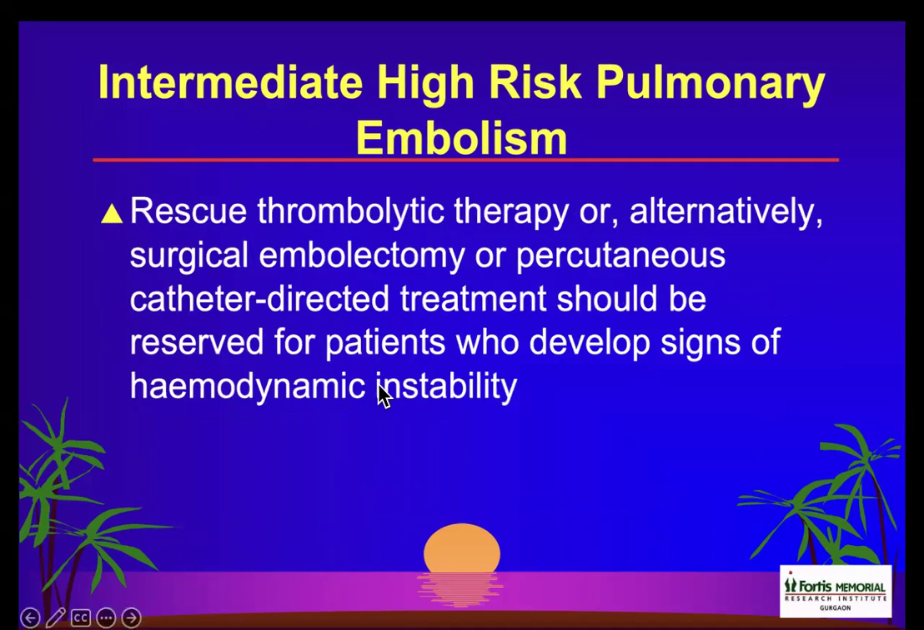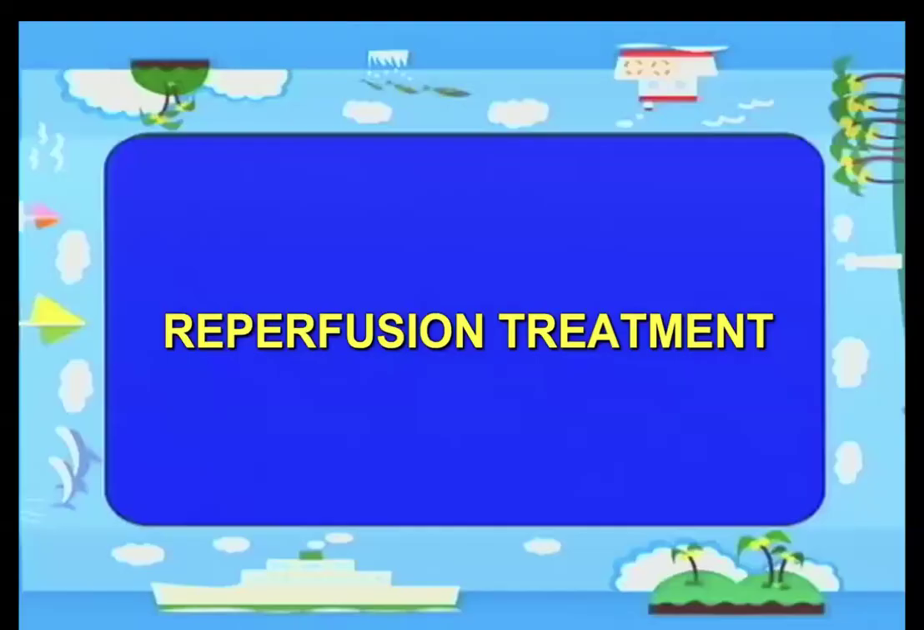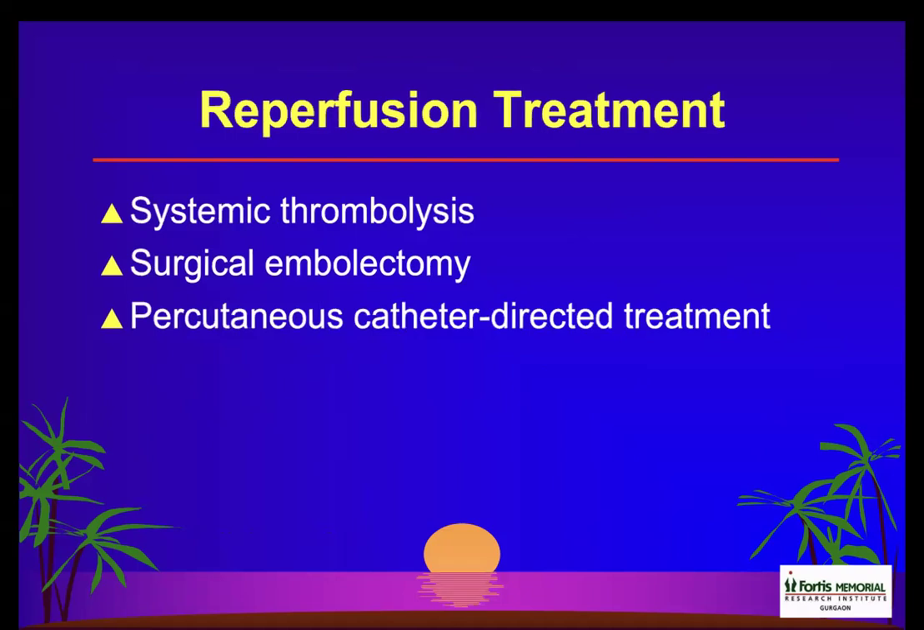Rescue thrombolytic therapy, or alternatively surgical embolectomy or percutaneous catheter-directed treatment, should be reserved for patients who develop signs of hemodynamic instability. So if we started anticoagulant therapy in intermediate high-risk group patients, and they become hemodynamically unstable over a period of time, then immediately you should start thrombolysis in these patients. And the idea is to achieve reperfusion in the pulmonary arteries. Now, reperfusion treatment can be by systemic thrombolysis, where you give a thrombolytic agent through the IV route, which is possible in practically all intensive care units.